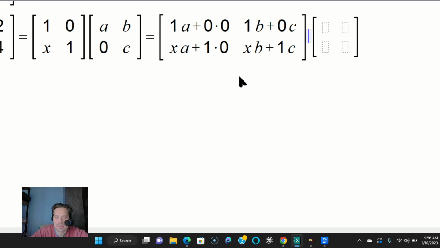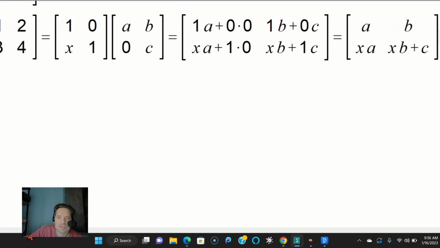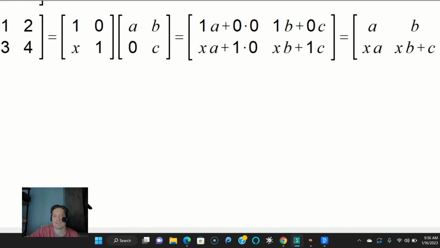Let me clean this up a little bit. So what does this equal? Well, a in the first one, 1b plus 0c is b. Then xa plus 1 times 0 is just xa. And then xb plus 1c is just xb plus c. The only thing you can really do to make sure that two matrices are equal is compare corresponding entries. That's all you can do.